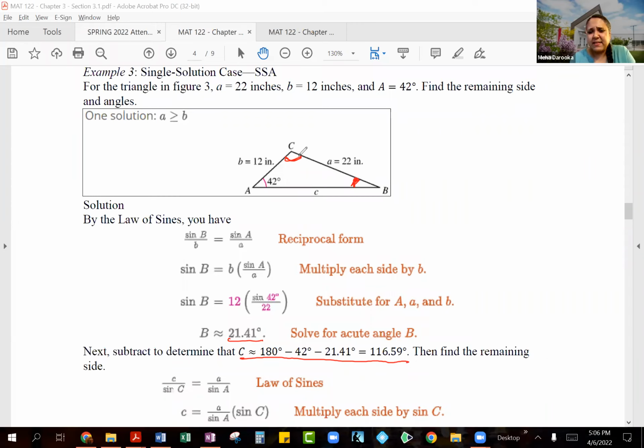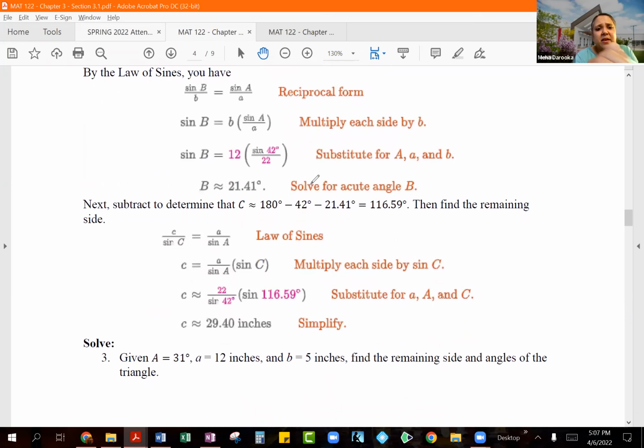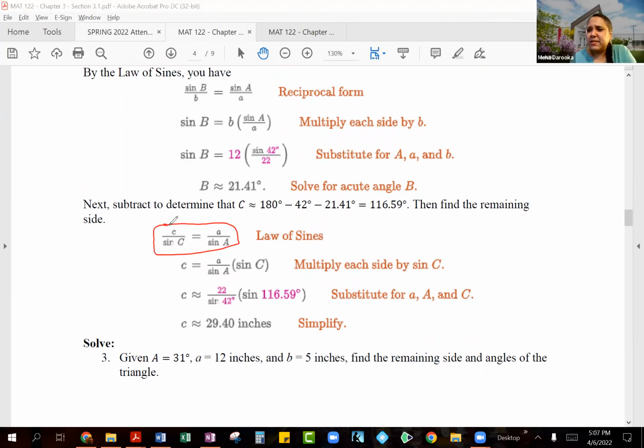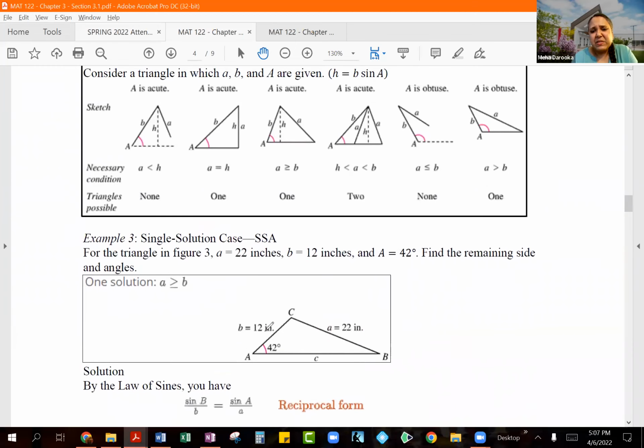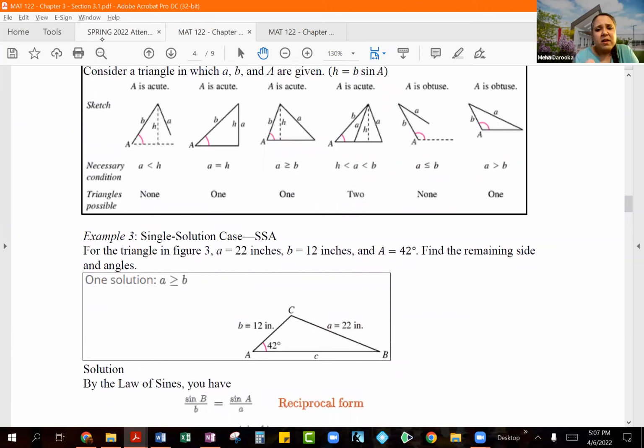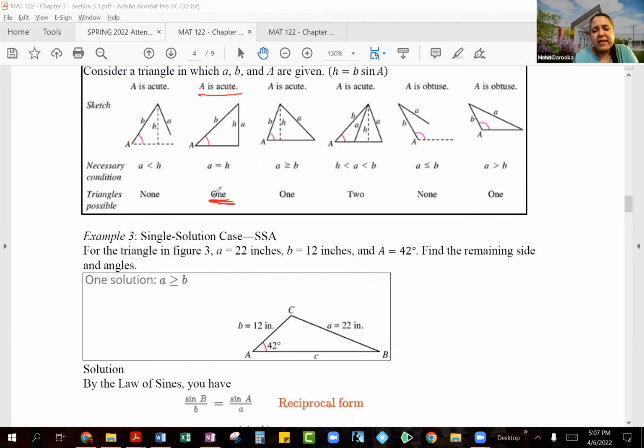So now we have the three angles, and we just have to find the missing side over here. For the missing side, we can go back and invert our law of sines, put side c on the top, plug in the given information, and then you are able to calculate side c. So now we are able to get all three sides and all three angles of our triangle. This was the situation where you had an acute angle and you got exactly one single solution.